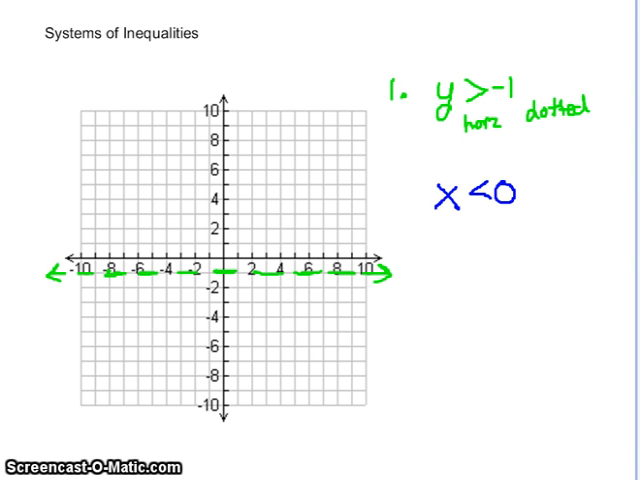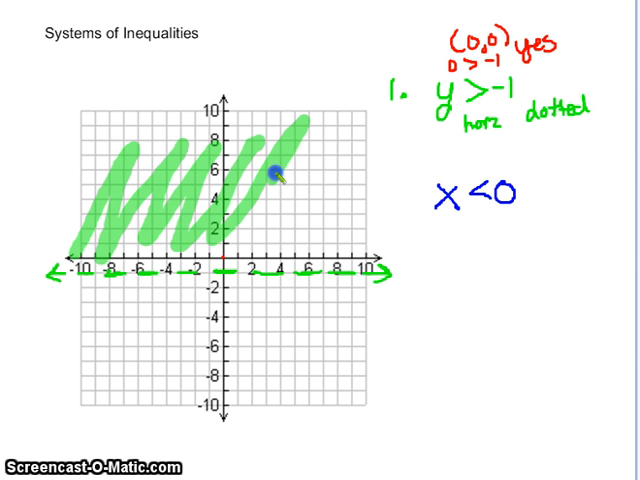And then I have to decide how I want to shade. If I plug in 0, 0, my favorite point, is 0 greater than -1? The answer to that is yes. So we are going to shade above the line. We are all up here.